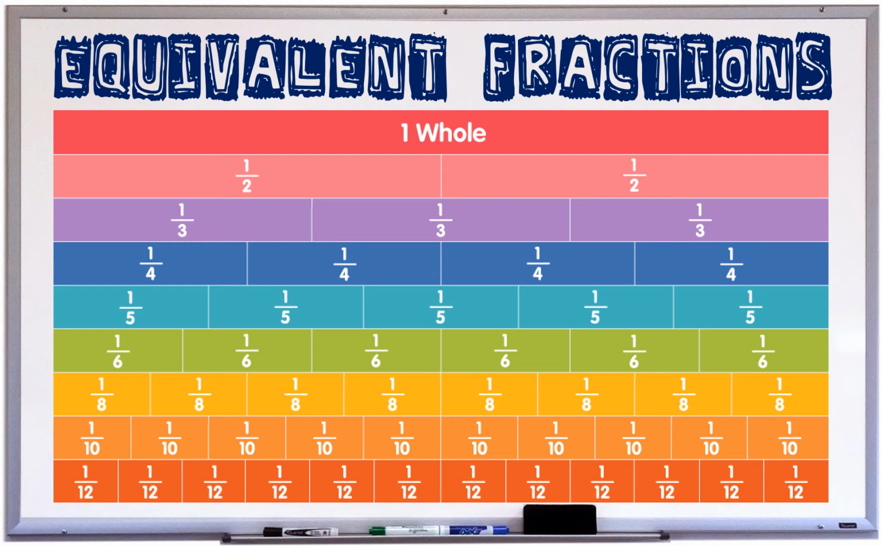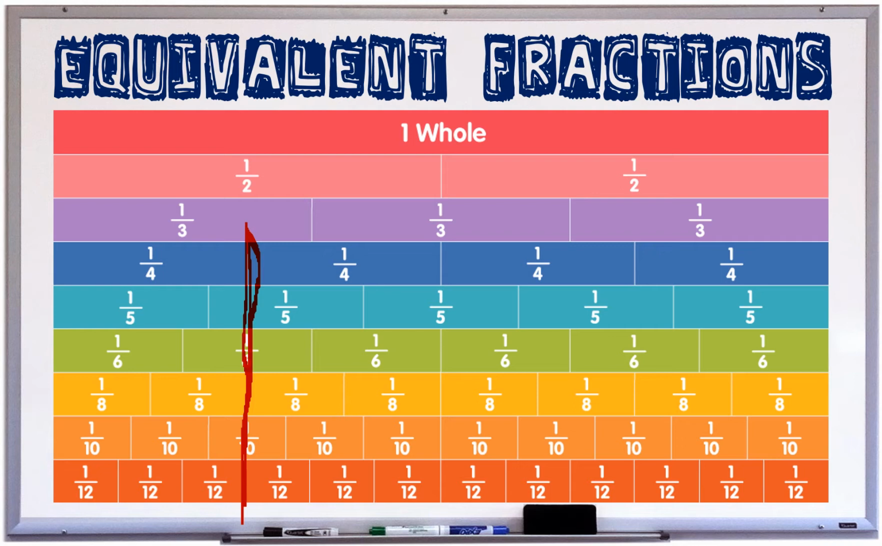If you use a ruler and mark lines, you can see all the different ones that are exactly the same size, but they use different numbers. For example, you can clearly see that 1/4, 2 8ths, and 3 12ths are exactly the same size.